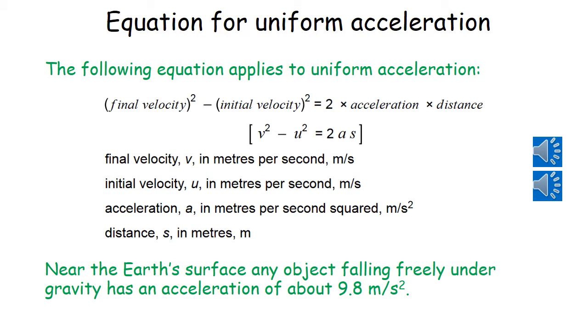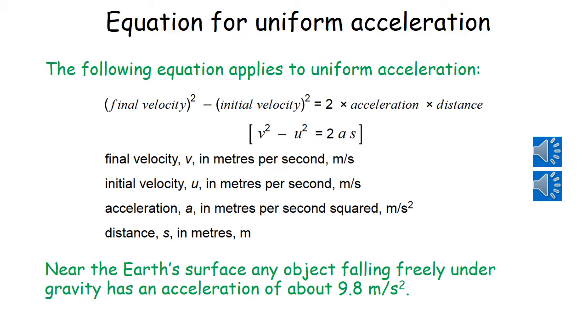The syllabus here also says that near the Earth's surface, any object falling freely under gravity has an acceleration of about 9.8 meters per second squared. Now, because this is stated in the syllabus, it is advisable for you to remember this. However, in most questions, they give you the acceleration due to gravity.